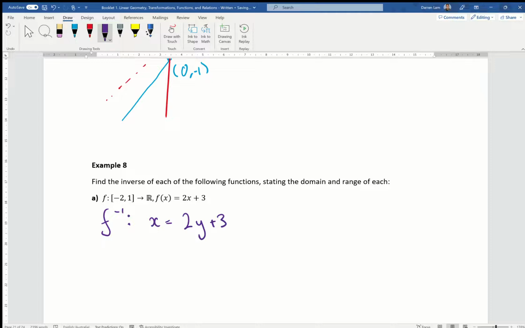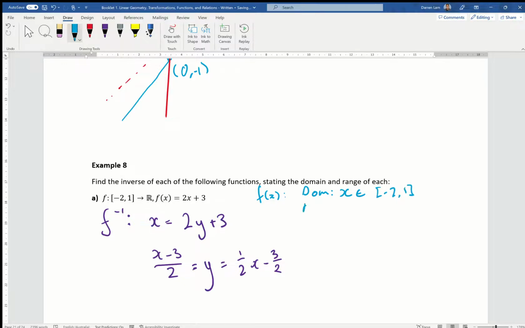Rearrange. We get x minus 3 over 2 equals y. I'm going to make my life easier. That's just going to be half of x minus 3 over 2. Now, of course, the original domain is -2 to 1. I'm going to write the original function using light blue. Now we know the domain is going to be where x is an element of -2 to 1. Now, would it be right for me to say the range is just going to be y as an element of all real values? No.